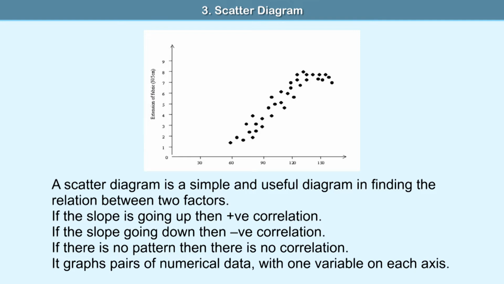The next tool we study under statistical quality control is the scatter diagram. This is the simplest and most useful tool. It's useful in finding the relation between two factors. The important point to note is if the slope is going up, then it has a positive correlation. If the slope is going down, then there is negative correlation. If there is no pattern, then there is no correlation. It graphs pairs of numerical data with one variable on each axis.